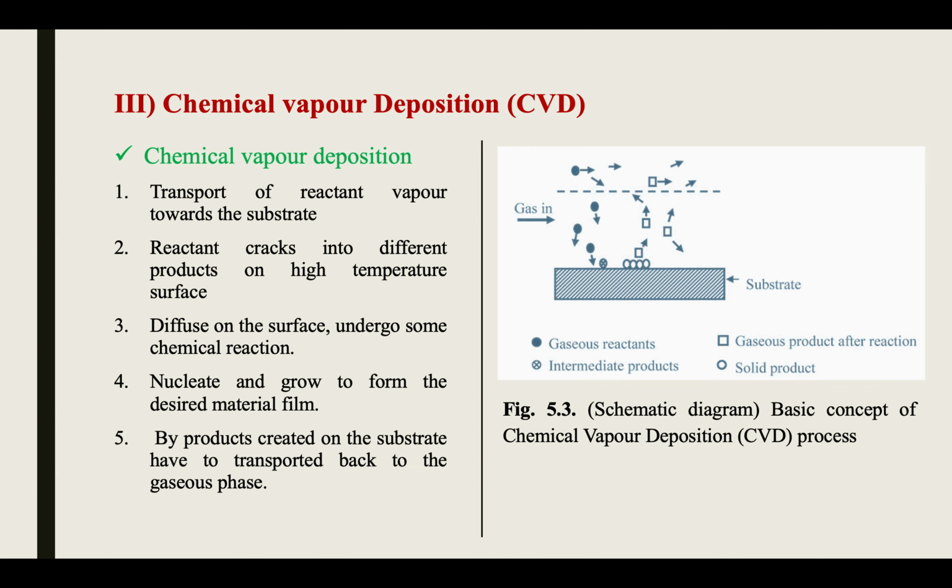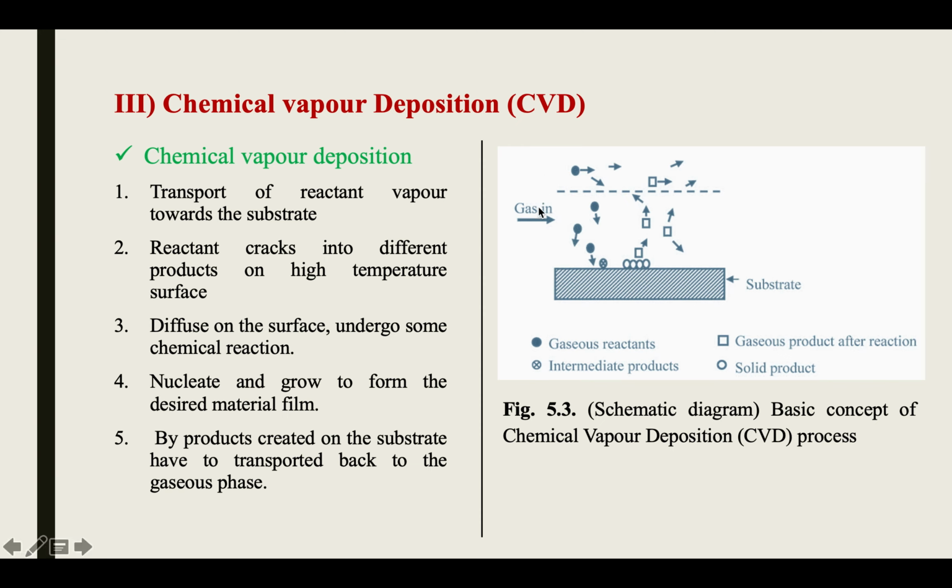After the chemical reaction, it starts to nucleate, and nucleation will take place and it will grow to form the desired material films. As you can see, these solid products are formed, and they form a particular desired film. This is because of nucleation, and further, if this process continues for a long time, it will grow and form the thin film.